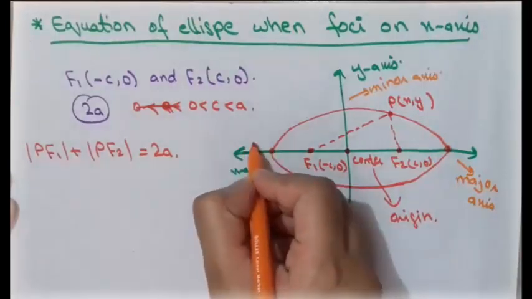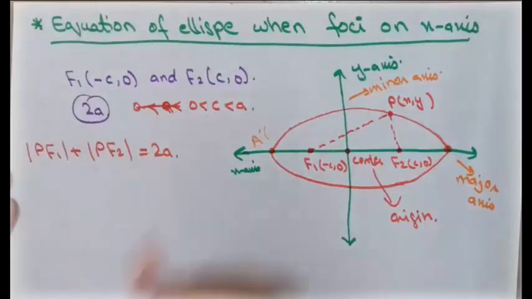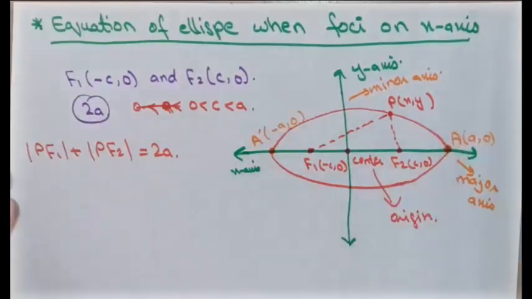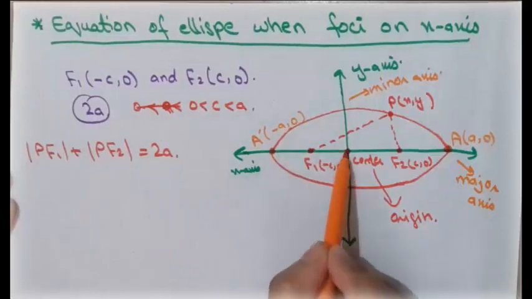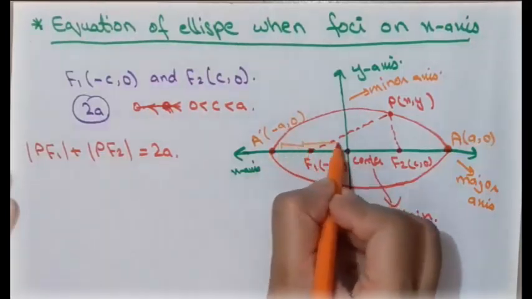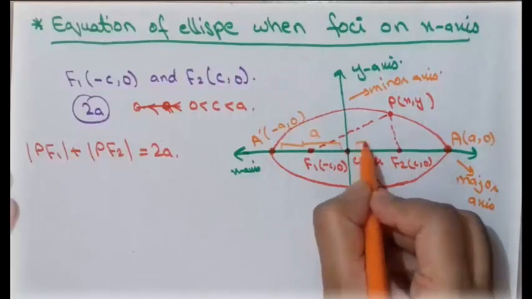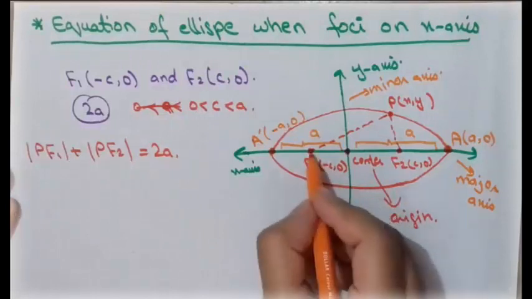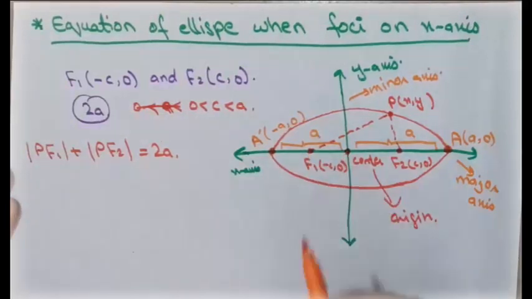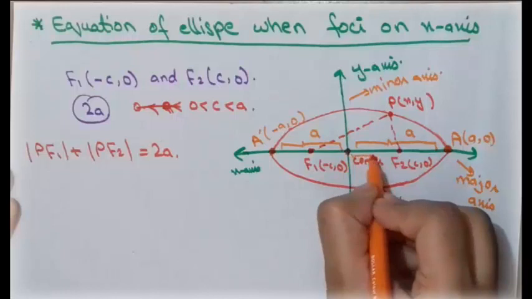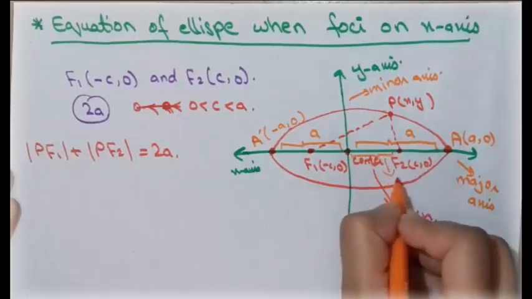I will suppose here is a vertex point, which is A dash, having coordinates (-a, 0), and here is a vertex point which is A, which is (a, 0). As always, remember that the distance from the center to this vertex is a, meaning this distance is a, and in a similar way this distance is also a. And one thing is that the distance between a focus and the center is c, meaning this is the center point, this is a focus point, then this distance is c.